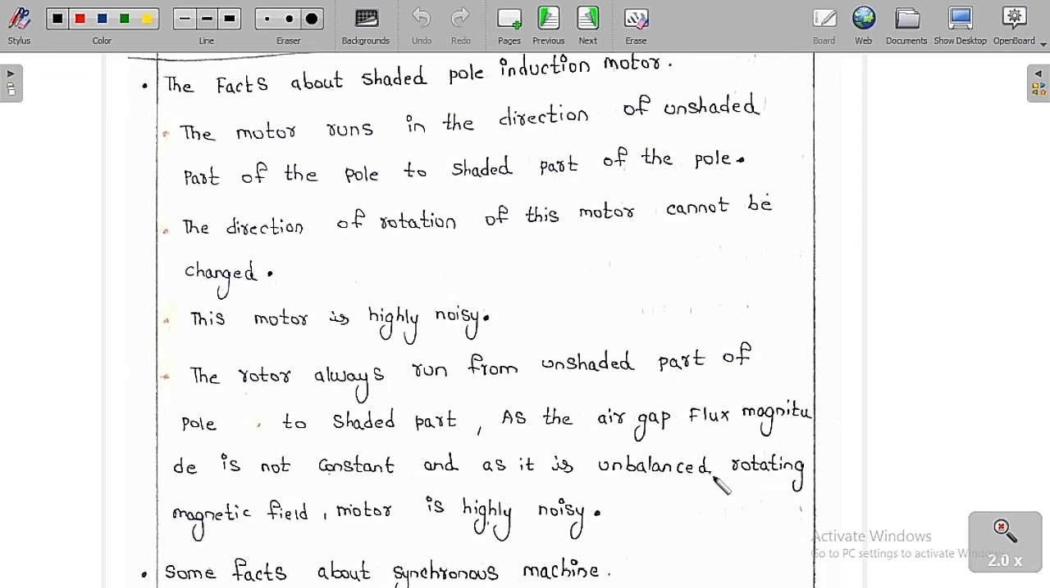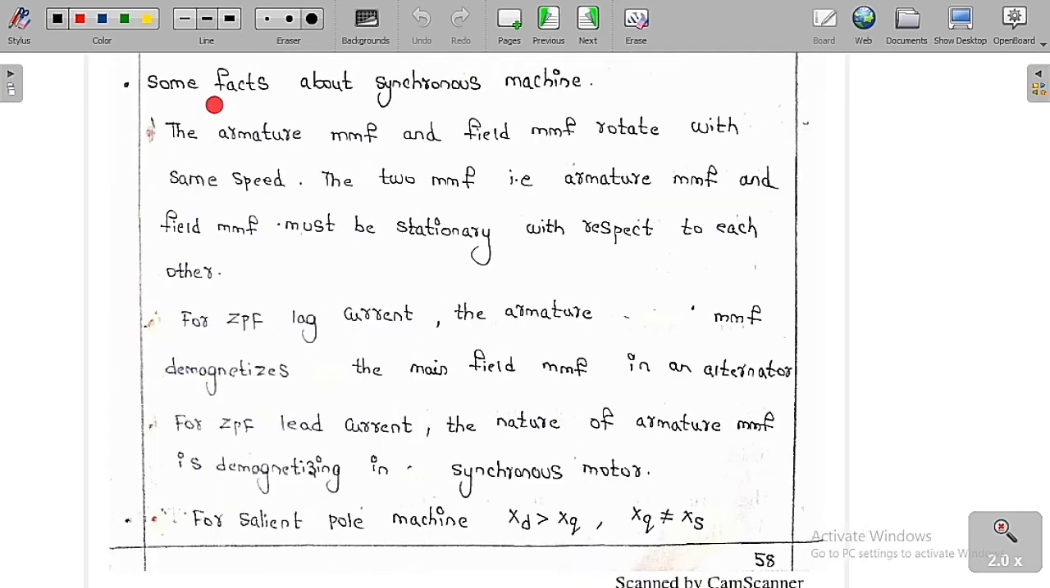And always the magnetic field in the shaded part is going to lag the magnetic field in the unshaded pole. So now we'll discuss some facts about the synchronous machine.